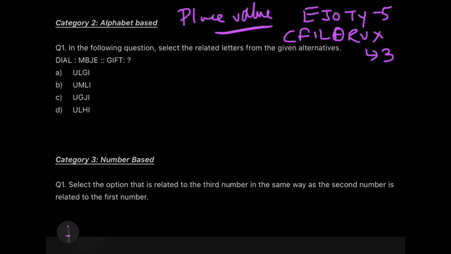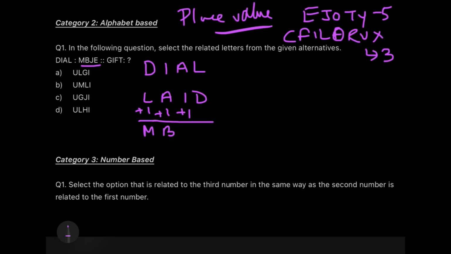Now if you can answer this question before I do in this video, please let me know in the comment section. Okay, now over here I see DIAL. Now what if I swap the positions or reverse the positions? If I reverse the positions, then this will be written as LAID. But LAID is not related to MBJE. But I know that L plus 1 gives me M. Similarly, A plus 1 gives me B, I plus 1 gives me J, and D plus 1 gives me E.